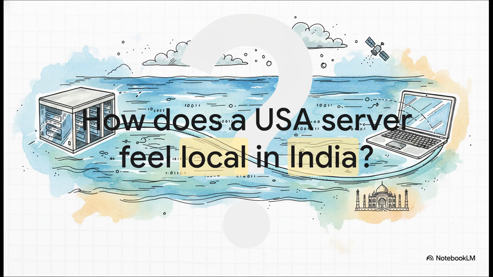So here's a kind of mind-bending question to kick things off. How does a server all the way in the USA feel like it's sitting right inside your laptop in India? When you click a video on Facebook or search for something on Google, it opens in a matter of seconds. It's an absolute engineering marvel when you realize that data is crossing literal oceans, yet it feels completely local to your device. How on earth do we achieve that kind of insane speed and abstraction?